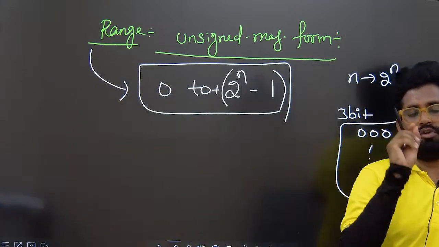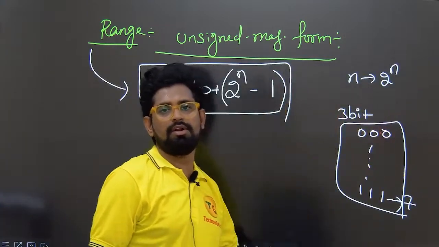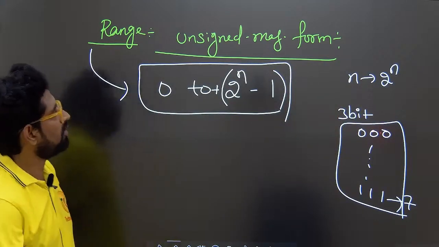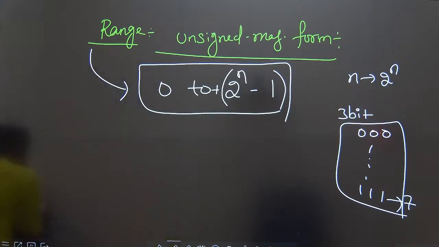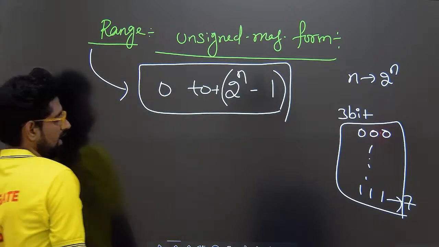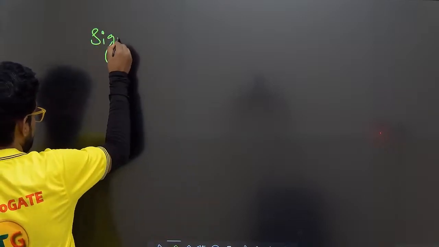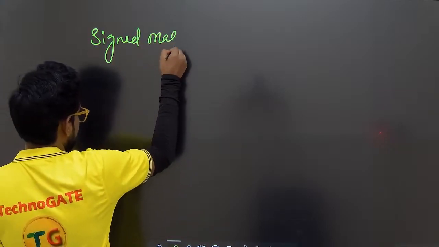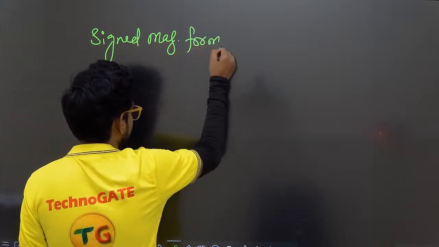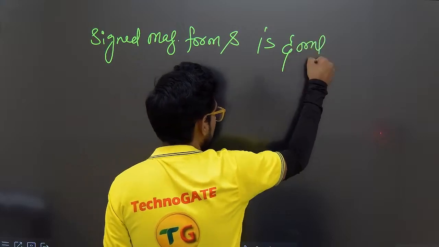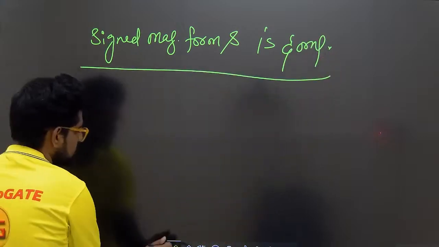For n bit, 2 to the power of n levels are possible. To get the highest value, we need to subtract 1. Okay, note down this unsigned magnitude form. Now let's see the next form, which is signed magnitude form and 1's complement. Both have the same drawback. Hence both ranges are same.